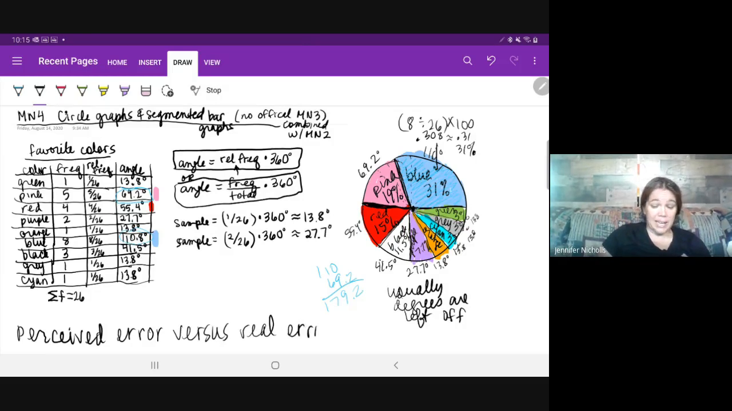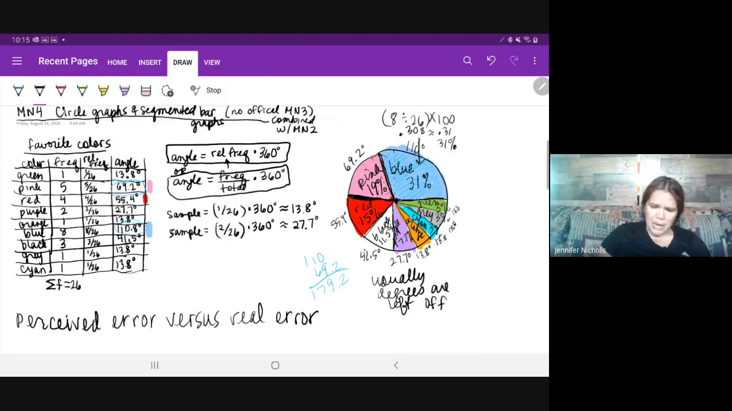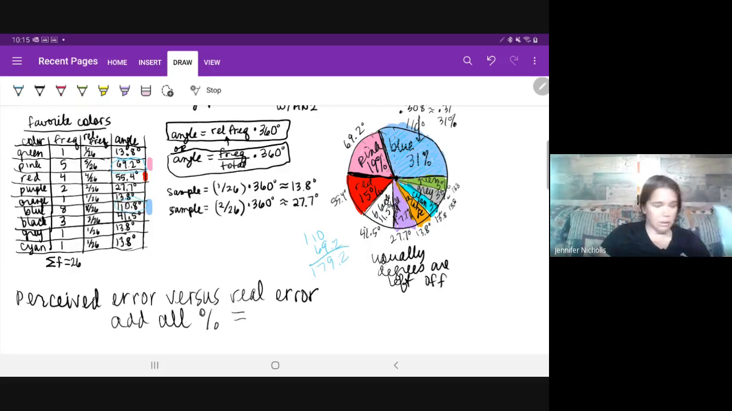Okay, now there's also misleading, right? You could make a misleading graph and write the percentages in, but have the wrong angles. But what if you add all the percentages? What are you supposed to get if you add all the percentages? What should it be? What's everything together supposed to be when you add them? Yeah. So you're supposed to get 100%.